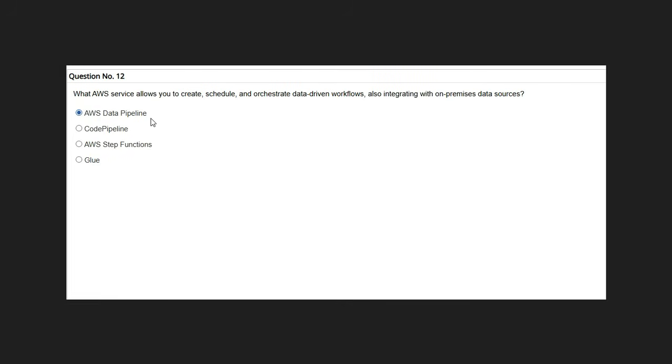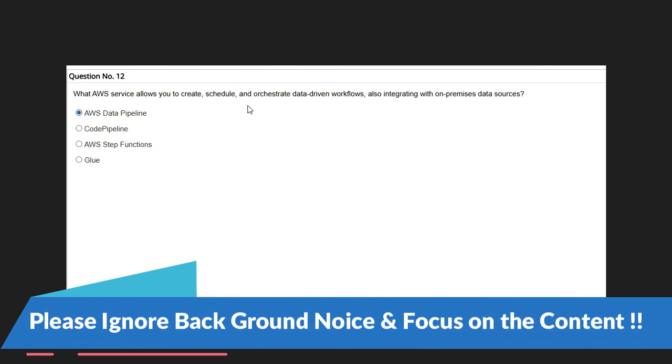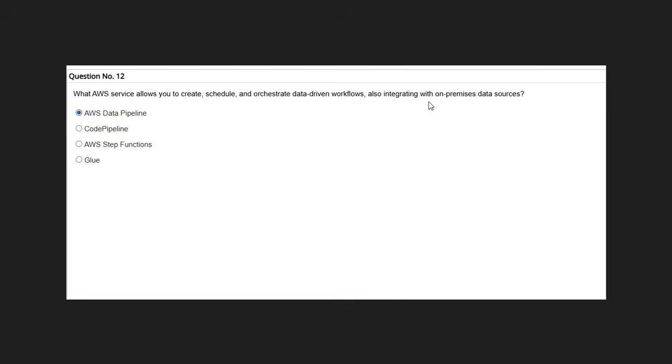So this service allows you to create, schedule, and orchestrate data-driven workflows along with integrating with on-premises data sources.